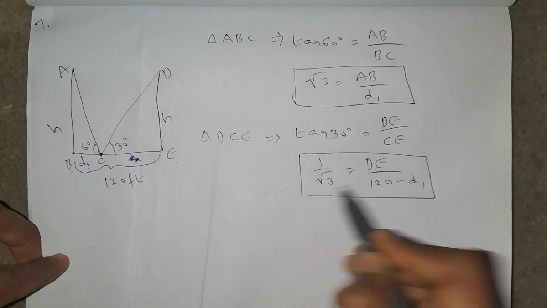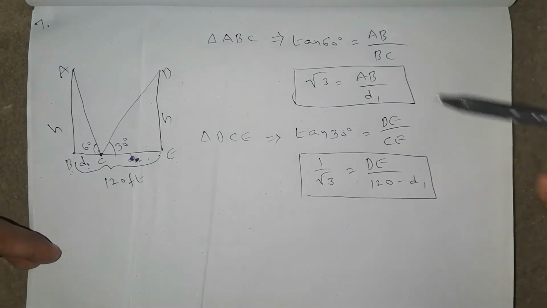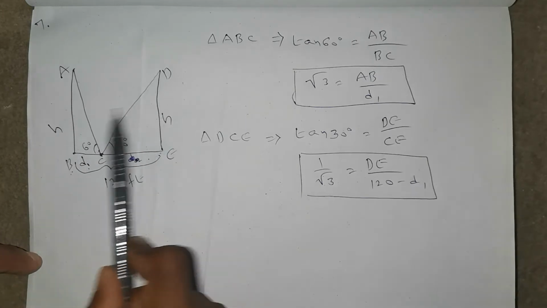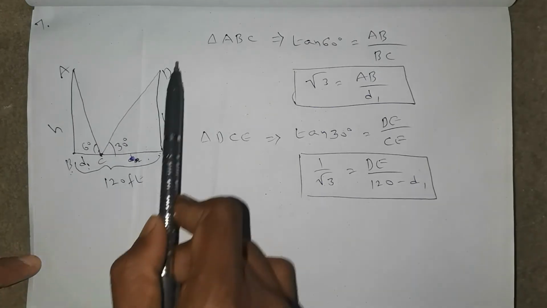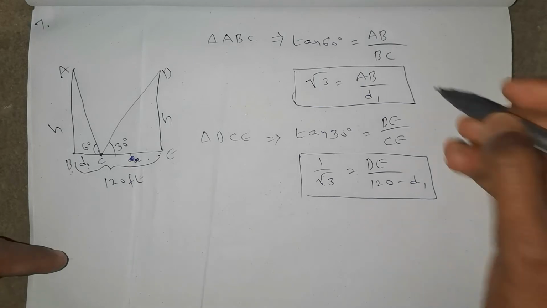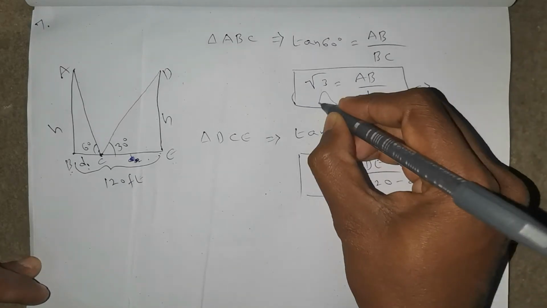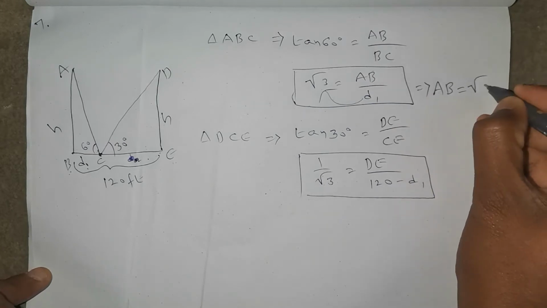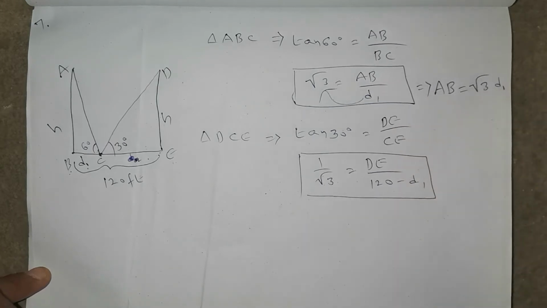This is equation 2. Now, if we observe these two equations, he said one thing very clearly, that these two poles are of equal heights. It means AB is exactly equal to DE. So from this, I will take this D1 to the left side, it will become multiplication. So AB is equal to √3 into D1.